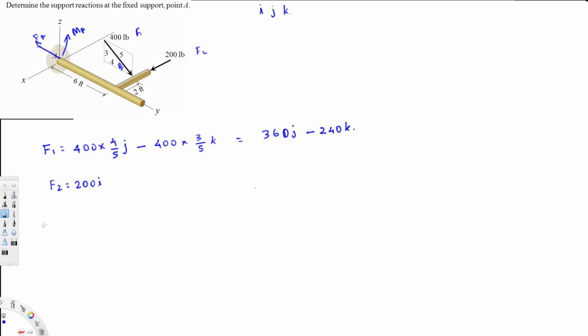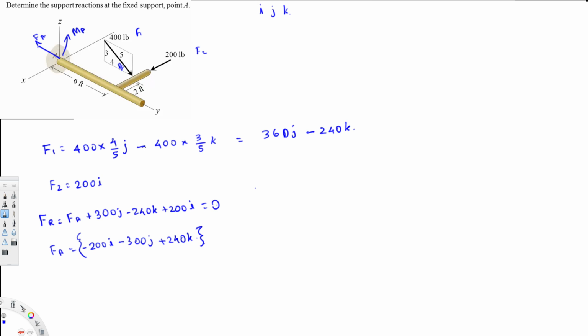Now we can find the reaction force. So we have to find FA. We first equate this to the reaction force. The reaction force is going to be equal to FA plus F1 plus F2. So F1 I can write as 360j minus 240k, plus 200i, and this is equal to 0 because it's in equilibrium. If our purpose is to find FA, I have to bring the others to the other side. So I write in the order ijk: minus 200i, then minus 360j, then plus 240k. These are the three values we are going to get for the force at A. That's one of the questions.